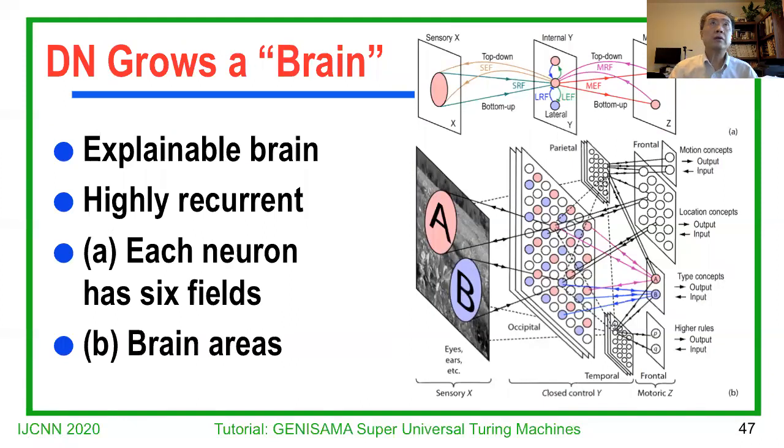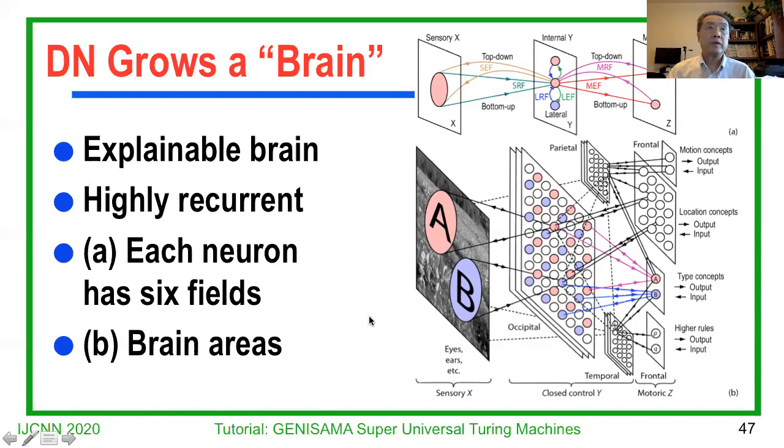Then how does the machine grow a brain, right? So it's explainable. Right now it's explainable AI. The neural network is not a black box anymore. It's highly recurrent. That's why it's harder to understand. Highly recurrent in the sense that each neuron has 6 fields. You have a sensory receptive field, a sensory effective field. You have a motor effective field. You have a motor receptive field. You have a lateral receptive field. All right. You have a lateral effective field, 6 fields in general.